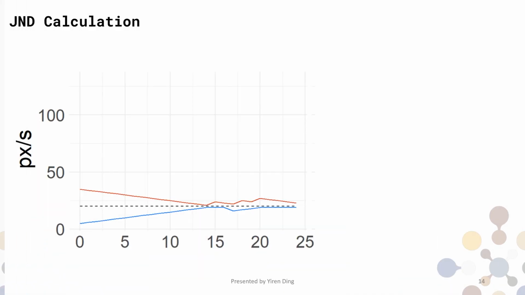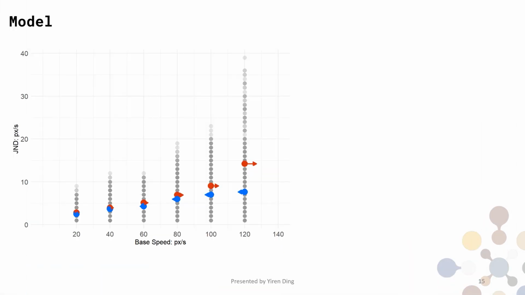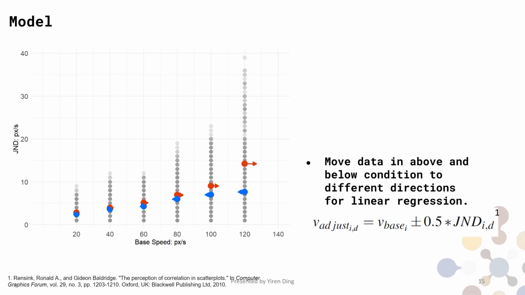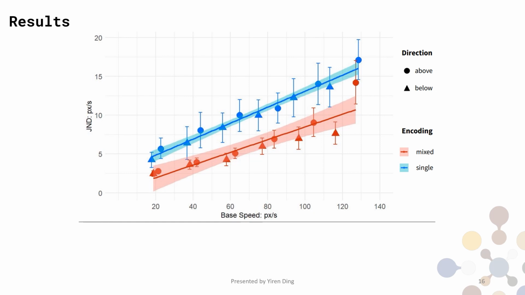To calculate the JND value, we follow the previous methodology. At each speed level and each direction, we calculate the average of the second half of compare values as the JND value. Because we have two directions at each speed level, there are two sets of data for each speed. To fit the linear regression model, we move the data in above and below direction to opposite directions by this equation. As you can see, all data in above direction will be moved towards the larger side at x-axis, and for below direction, they will be moved towards the smaller side. After the adjustment, we can fit a linear regression model to the dataset.